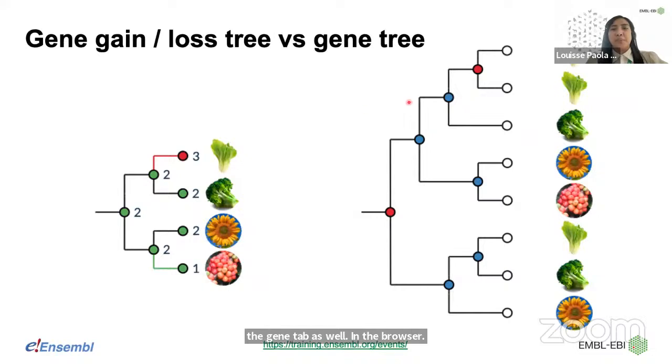There are also different representations of gene trees. So far, we have looked at gene trees, but you can also find gene gain and loss trees in Ensembl. These trees show the same information, but with a focus on what genes were gained or lost across time. Gene gain and loss trees are a more simplified or collapsed representation of the evolutionary history of a gene.